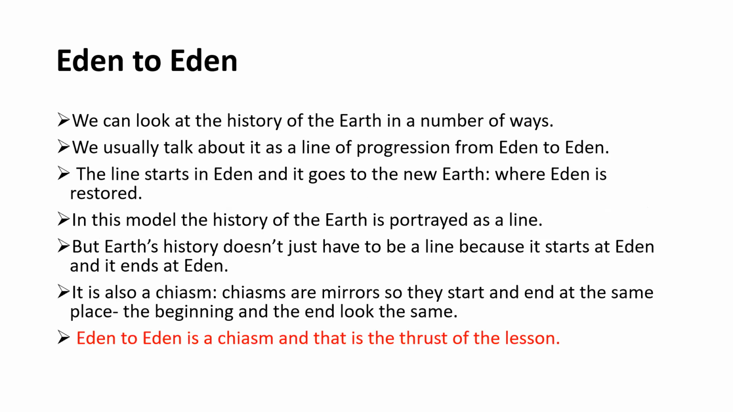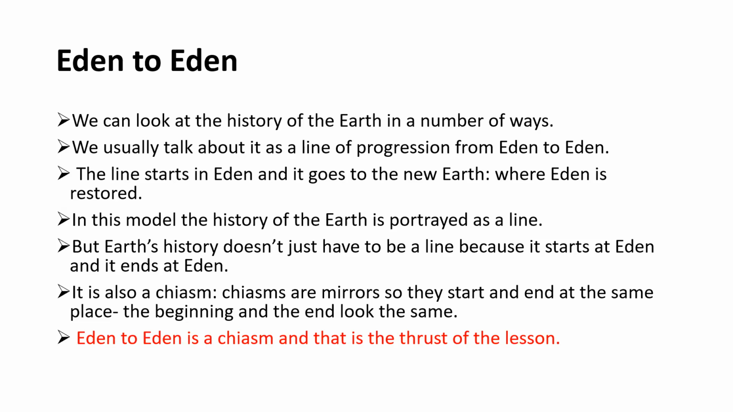So there are a number of ways that we can use to look at the history of the earth. And normally we talk about the history of the earth as a line of progression from Eden to Eden. We are coming from Eden, and in the end, Eden will be restored. So our line starts from Eden, and it goes back to the new earth where Eden is going to be restored. So this is how we normally portray the history of the world, as a line.